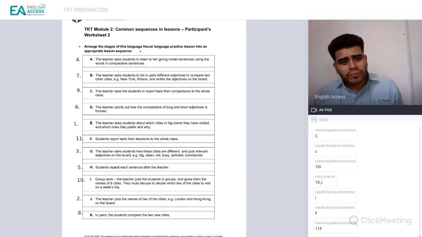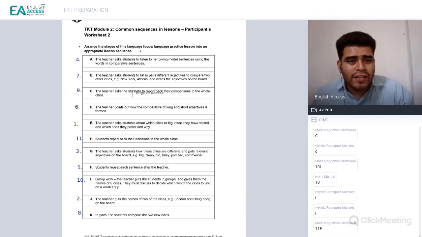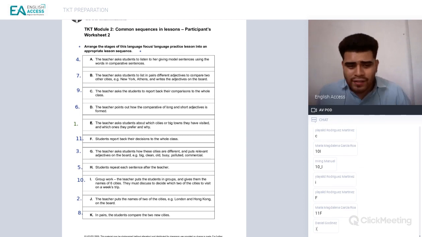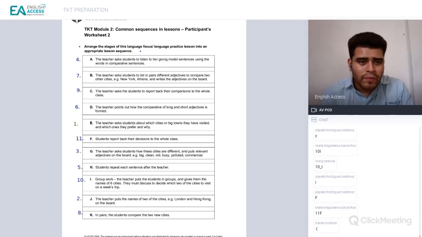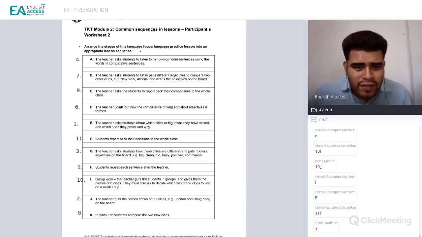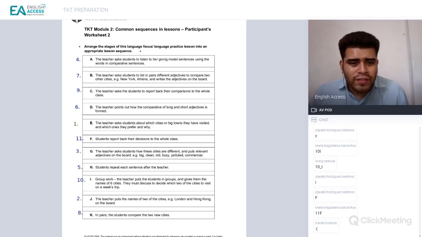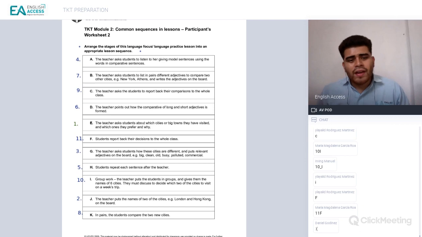And then number 9, the teacher asks the students to report back the comparisons to the whole class. Yes, so first they compared in pairs, now they can show to the class. 10, group work. The teacher puts the students in groups and gives them the name of 6 cities. They must decide which two of the cities to visit on the week's trip. Now this is becoming freer practice, because they are deciding which cities to visit. You're not controlling anything. You're just giving them the material and they decide.